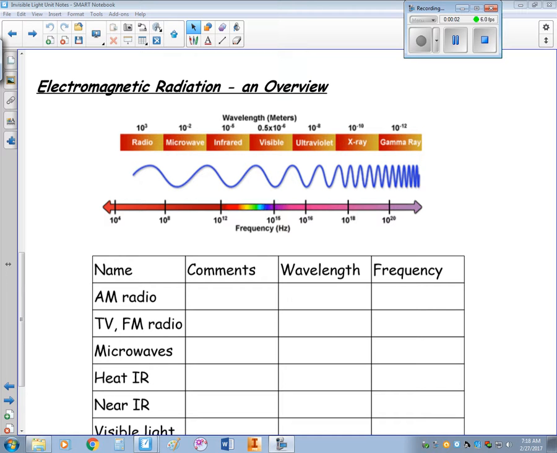This is video 3 for the invisible light unit. Let's take an overview of the electromagnetic spectrum. So what we have here is radio waves all the way up to gamma. And we can see that it goes radio waves, microwaves, infrared, visible light, ultraviolet, X-ray, gamma.